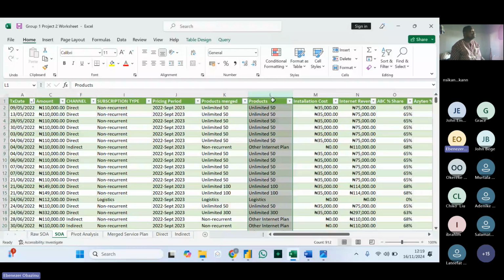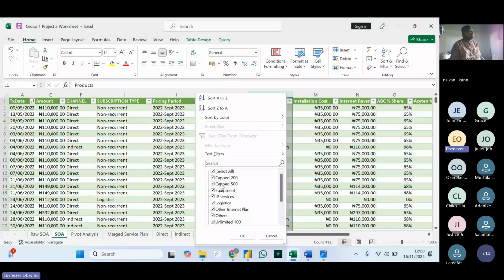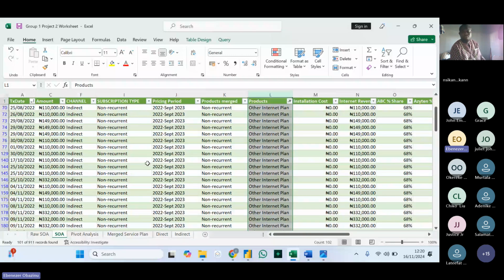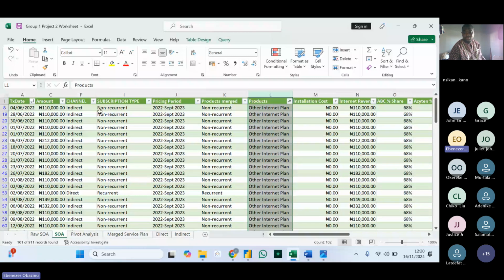So in this column now, we have the different plan that was sold, and we have other services like equipment, IP services, logistics, and we have another one called other internet plan. So for this other internet plan, the amount doesn't fall within the range of the time period and the channel, so we just named it as other internet plan. So that's that about that.